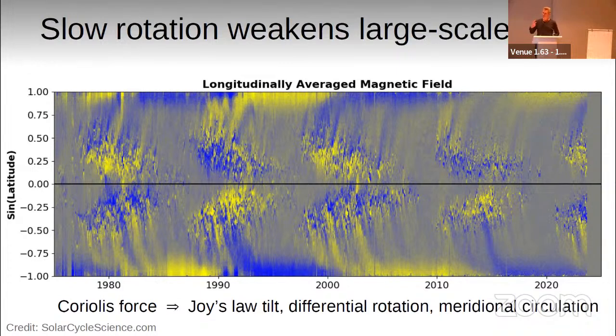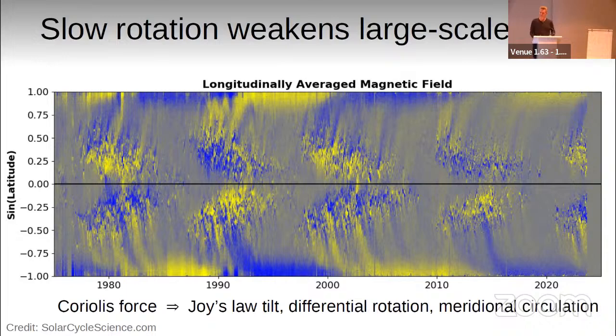And so you're reducing the Joy's law tilt that prevents the differential rotation from separating the leading and trailing polarities over time. And so more of the flux cancels before meridional circulation, which is also weaker, can transport it to the pole and seed the generation of the large-scale field. So it's a natural explanation for why we might expect some critical rotation rate where the large-scale field might begin to weaken, as is observed in these older solar-type stars.